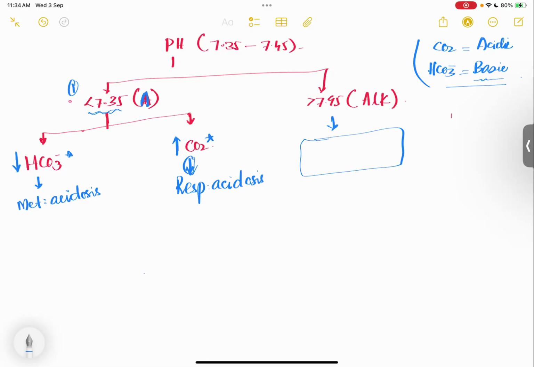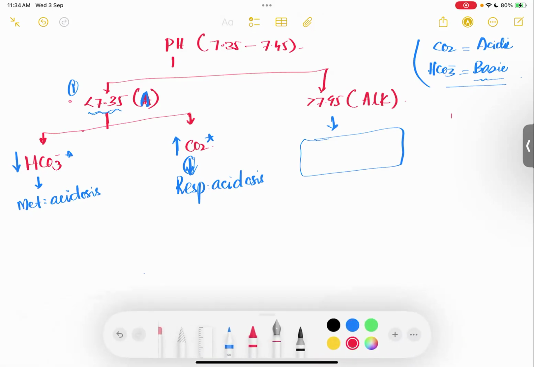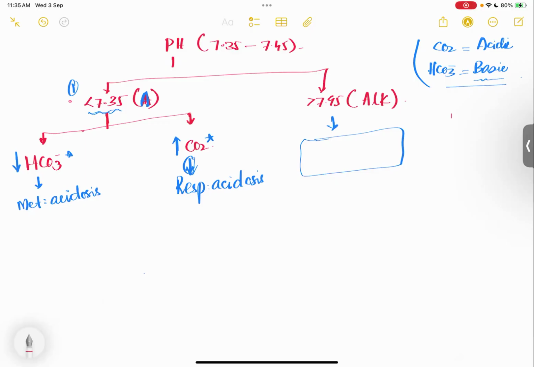After this, let's take this example. What do we have? We have decreased pH, and I am repeating it again and again so that you understand this. It is very important. pH is decreased, so we have acidosis. What is the cause of acidosis? Carbon dioxide is increased, so we call it respiratory acidosis.